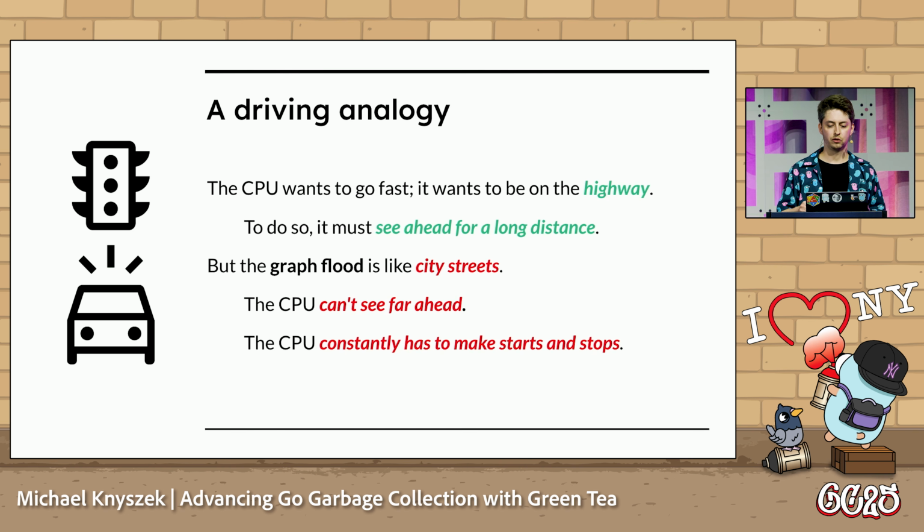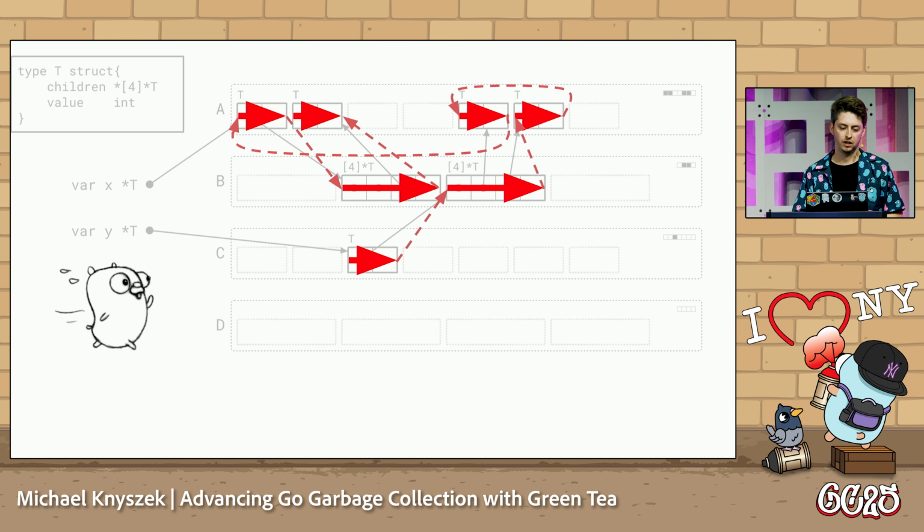Imagine the CPU driving down a road where that road is your program. The CPU wants to ramp up to a high speed, and to do that, it needs to be able to see far ahead of it, and the way needs to be clear. But the graph flood algorithm is like driving through city streets for the CPU. The CPU can't see around corners, and it can't predict what's going to happen next. To make progress, it constantly has to slow down to make turns, stop at traffic lights, avoid pedestrians. It hardly matters how fast your CPU is, how fast your engine is, because it never really gets a chance to get going. And let's make that more concrete by looking at our favorite diagram.